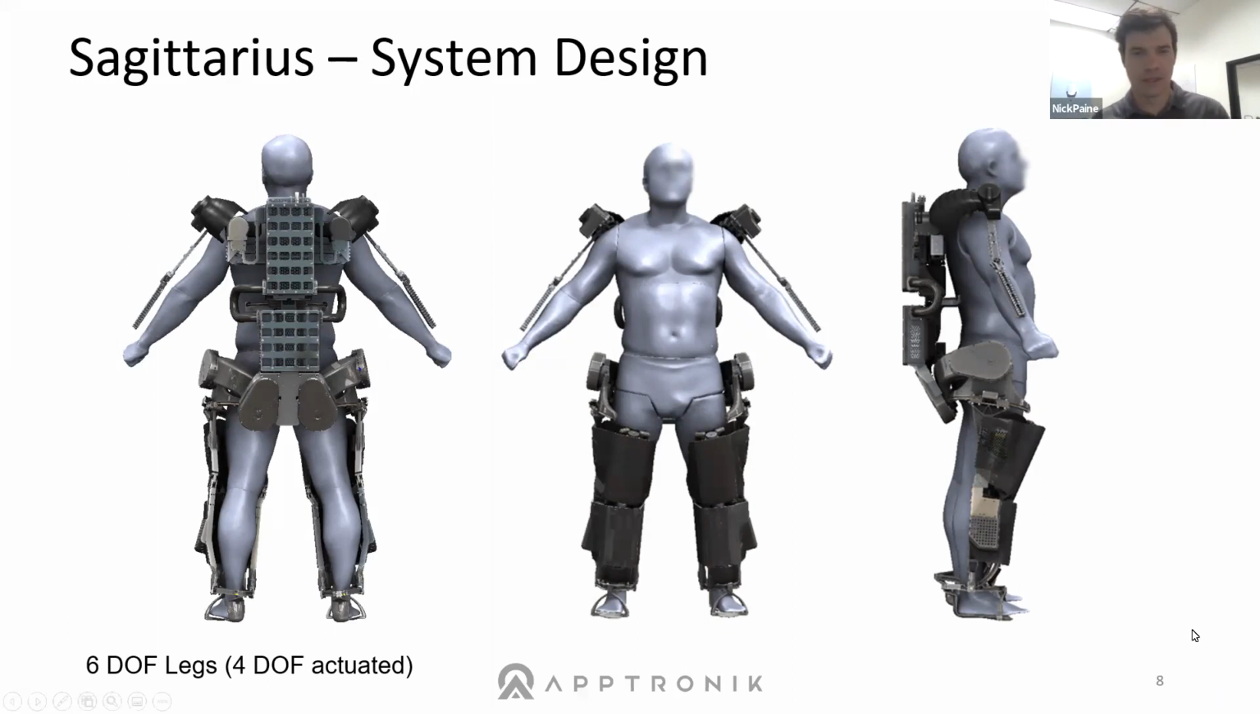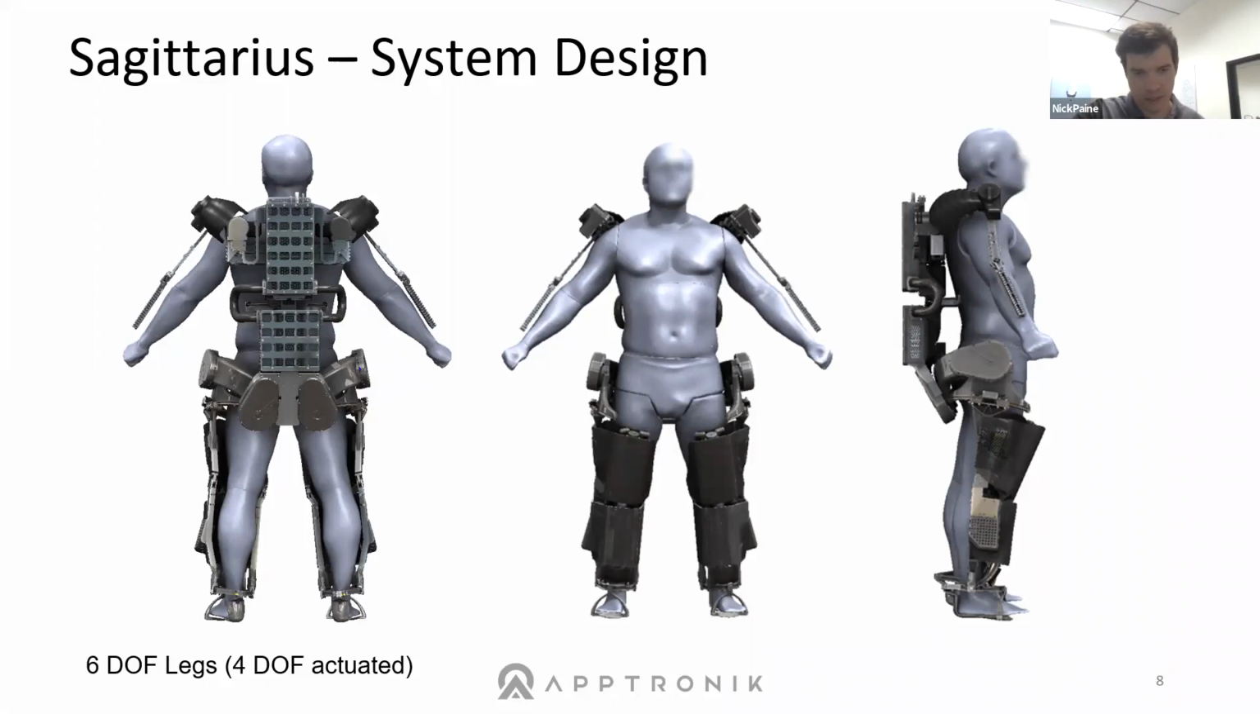So the system design, obviously this is a full body exoskeleton, but we're going to focus here on the lower body because this is a walking robotics workshop. Each leg has 6 degrees of freedom. 4 of those degrees of freedom are powered.